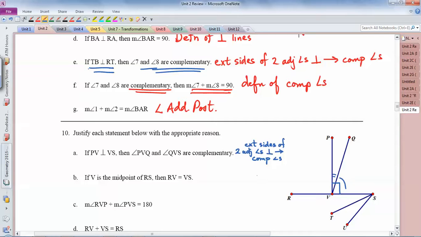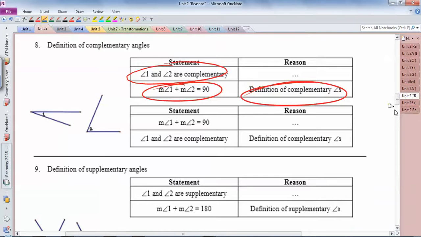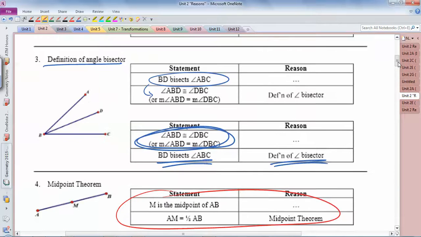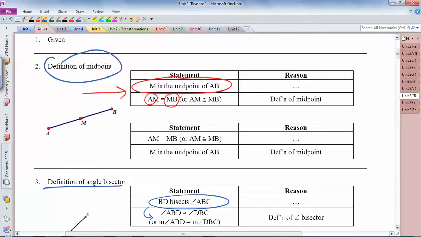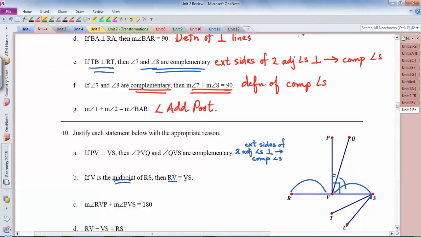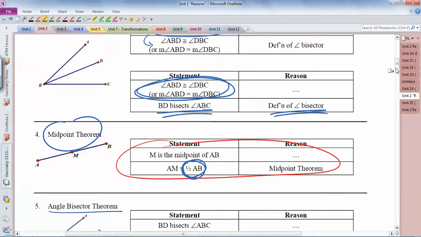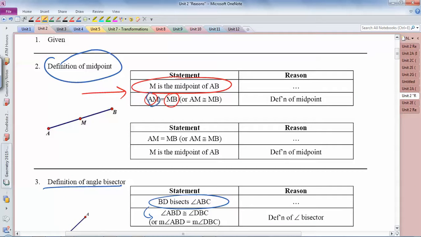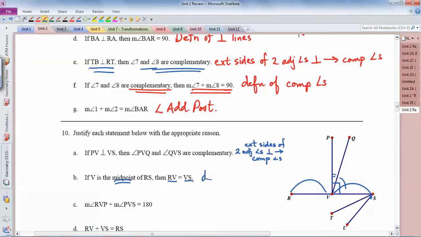Second one says if V is the midpoint of RS, then RV equals VS. Okay, so you got midpoint mentioned, so you probably are thinking it's got to be one of these midpoint things up here. It's either going to be the definition of midpoint or the theorem. The theorem involves half of the whole, but that wasn't here. This is just one half equals the other half. One part equals the other part. So that falls under definition. So that's going to be definition of midpoint.